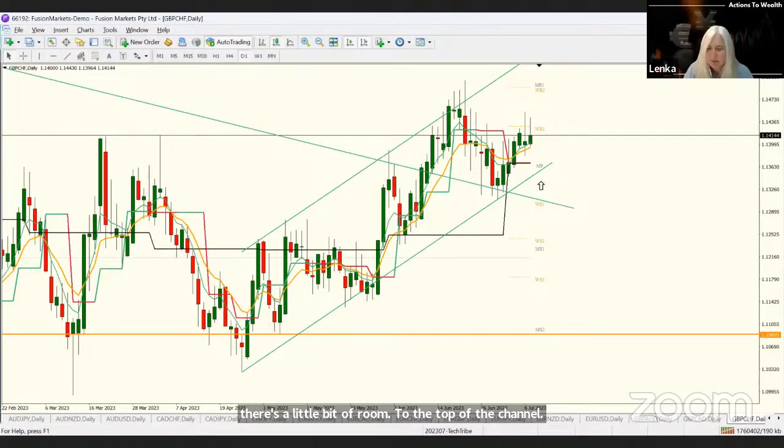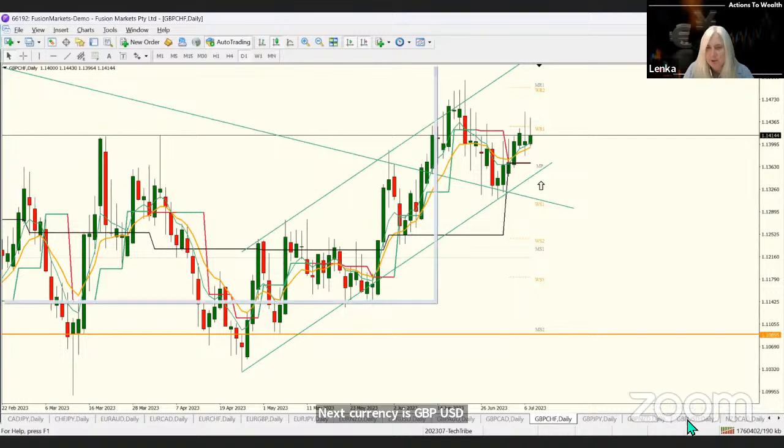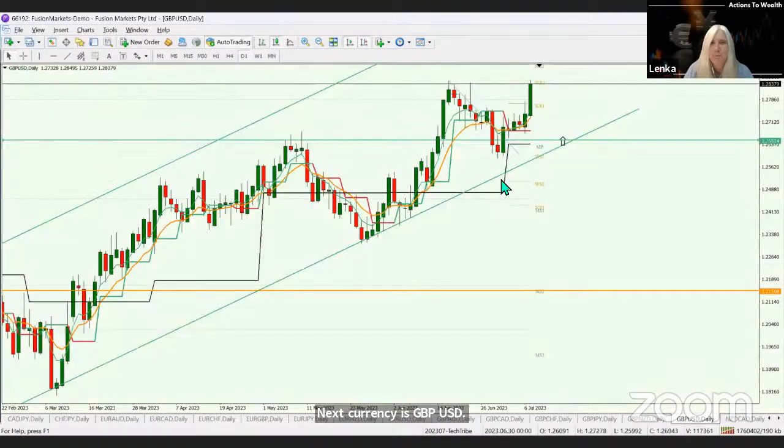Next currency is GBP USD. Right, GBP USD, looking for long opportunities. However, probably have missed that. That was a little bit of last week's as well. But if there is any pullbacks back to the channel, the bottom of the channel, then I could still have an opportunity to go long on that.